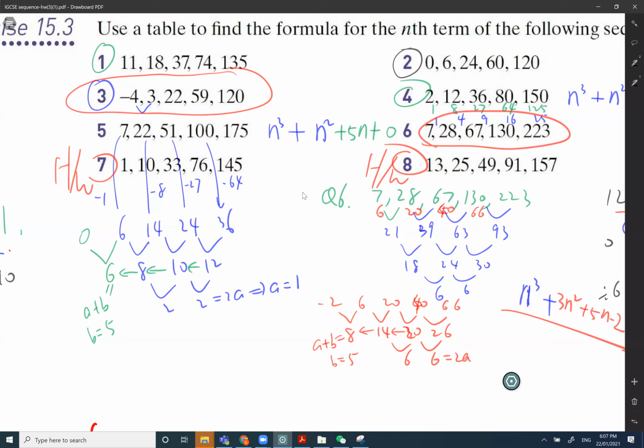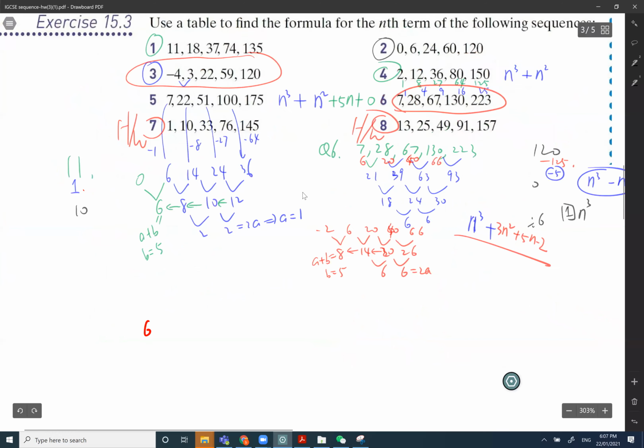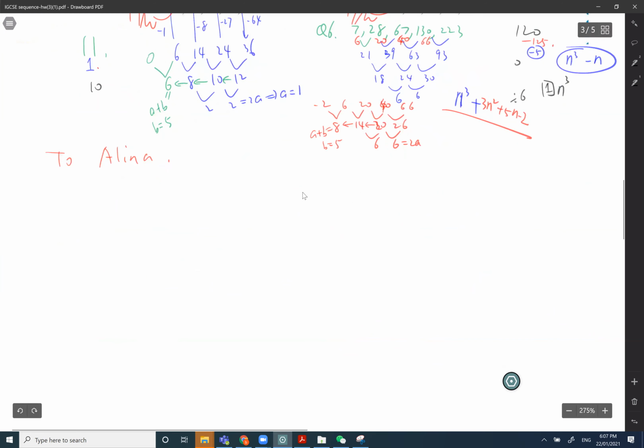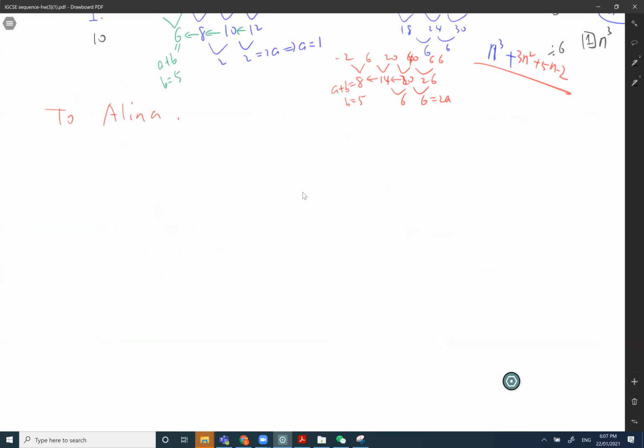So that's cubic sequence. Is there any question about cubic sequence? Of course, we better try one. The idea mentioned by Alina. We design a question.